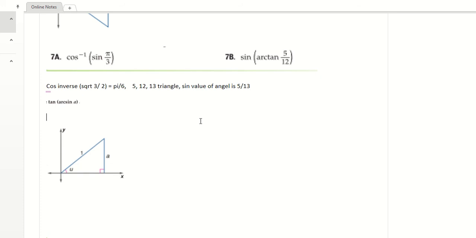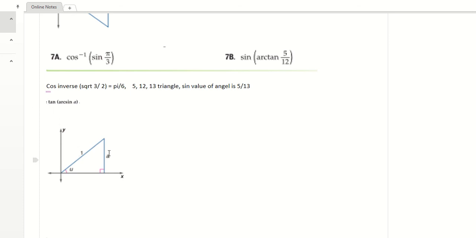So here they just give you an A, right? So this is arcsine A. What is it? The value they gave you is the sine of theta, A over 1, right? A over 1, that is your sine theta or sine u. You can call it whatever you want, u or theta, it doesn't matter. A over 1, that is your triangle.